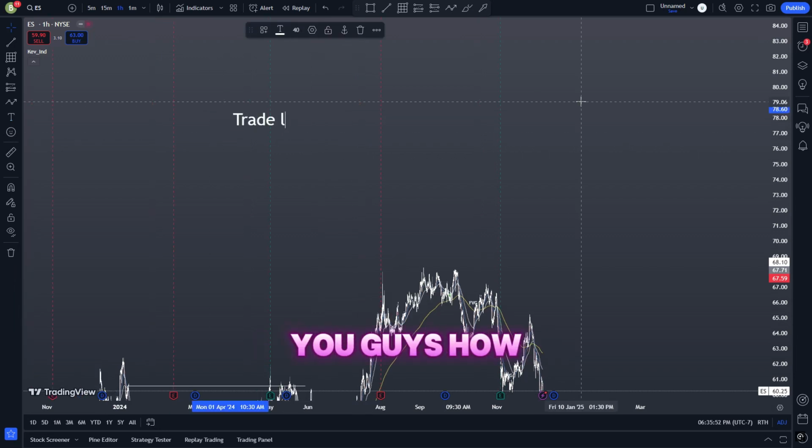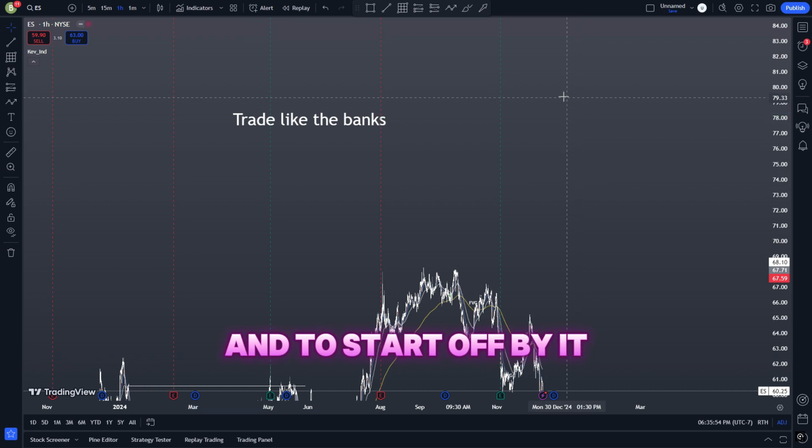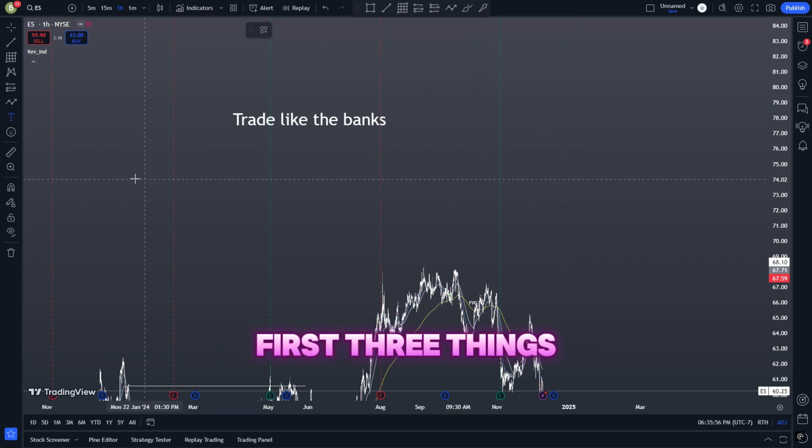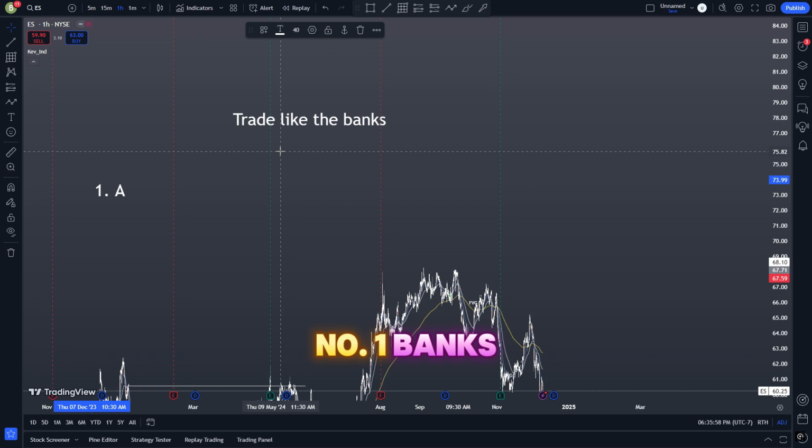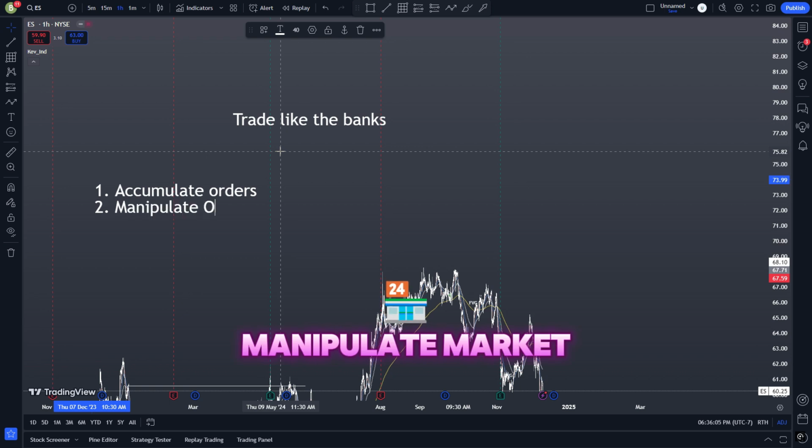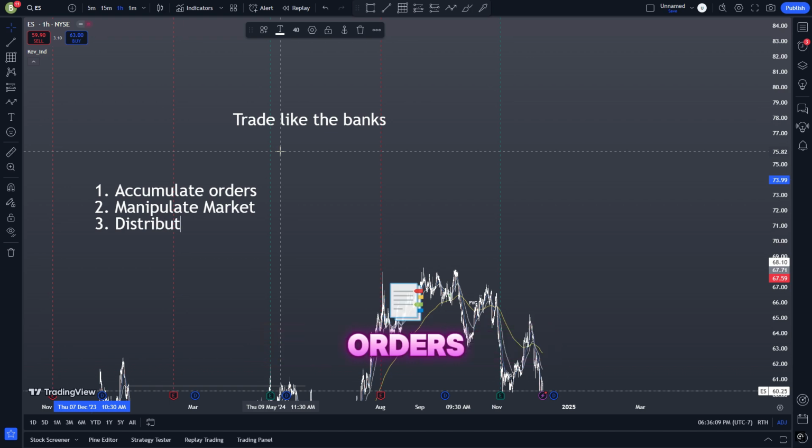Today I'm going to show you guys how to trade like the banks, and to start off, you guys need to understand the first three things. Number one, banks like to accumulate orders. Number two, they like to manipulate market. And then number three, distribute their orders.